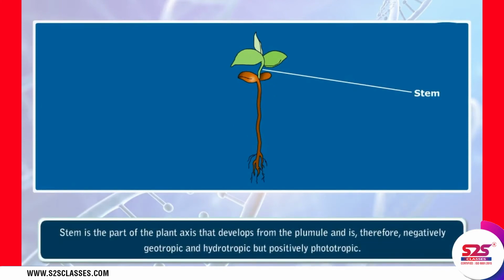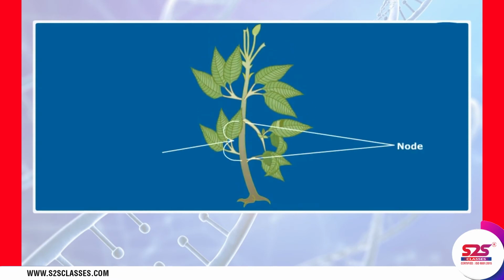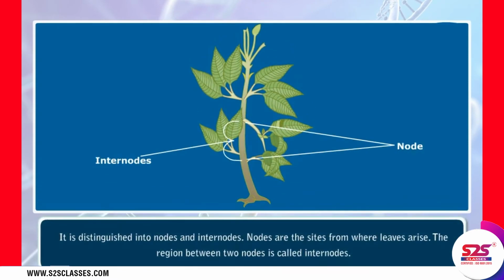Stem is the part of the plant axis that develops from the plumule and is therefore negatively geotropic and hydrotropic, but positively phototropic. It is distinguished into nodes and internodes. Nodes are the sites from where leaves arise. The region between two nodes is called internodes.